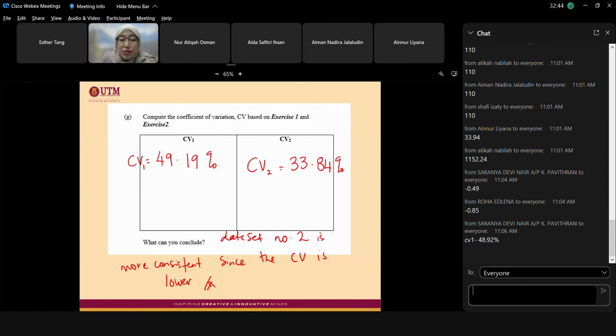Okay, the rest, we're going to repeat this question using a calculator and also using SPSS. So at least you have knowledge of how to do this using gadgets and also using software.